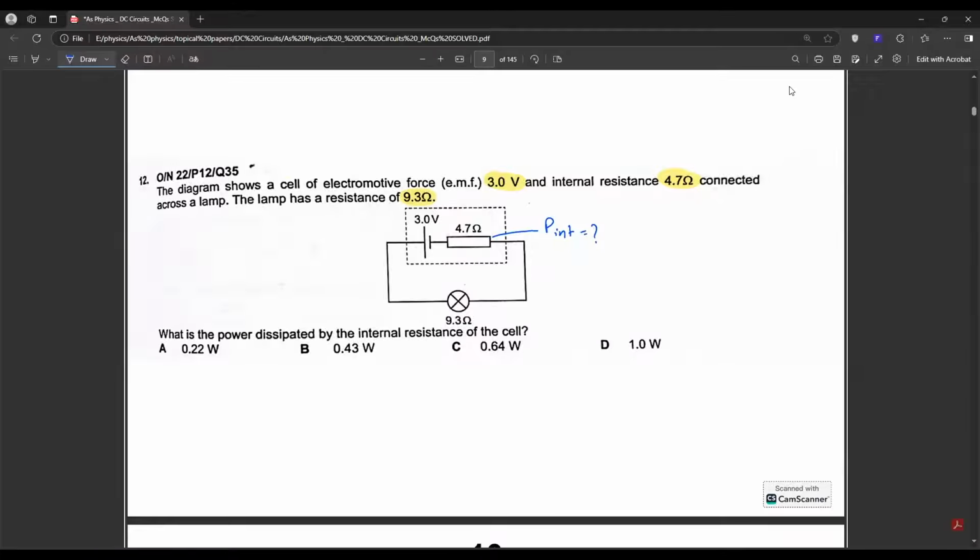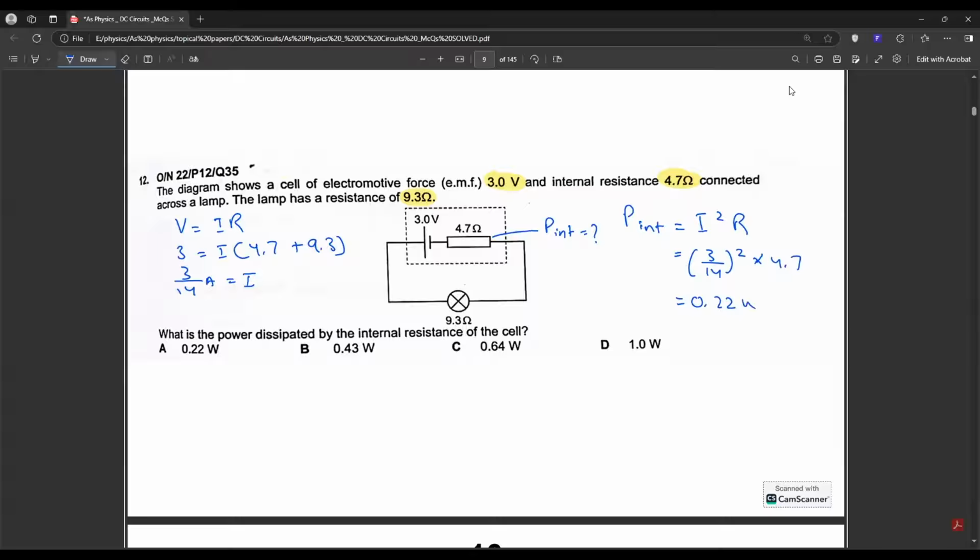First of all, what can you do? You can calculate the current in the circuit. Voltage is equal to IR. Voltage is 3. Your total resistance will be 4.7 plus 9.3. 3 over 14 ampere is your current. Can you calculate the internal resistance power consumed? Yes, I squared into R. Current is 3 over 14, squared, resistance is 4.7. The power comes out to be 0.22 watts. A is your answer. Let's further move ahead.